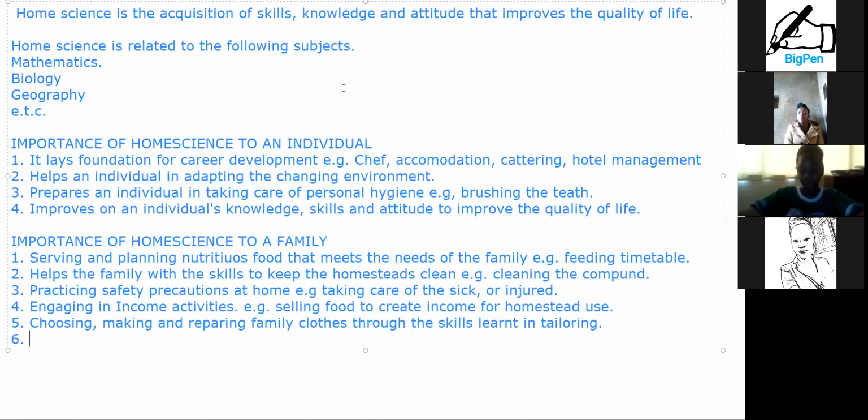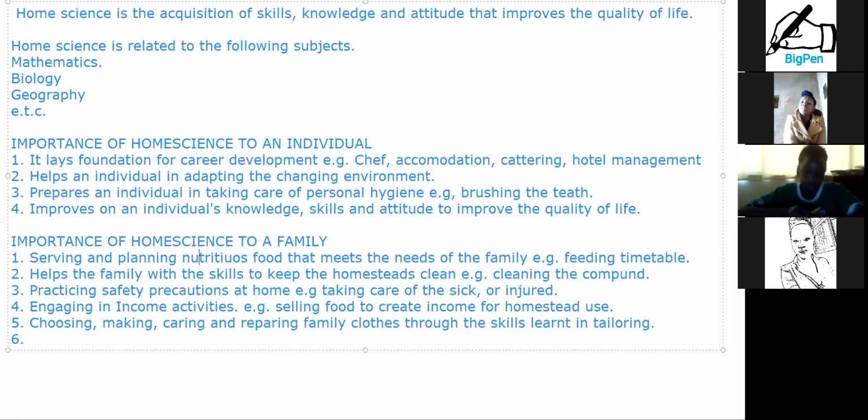Practicing safety precaution at home, very good. Another point. Choosing, making, caring, and repairing family clothes and household articles. Very good. Then another point about planning. Planning and preparing. About planning, preparing, and serving nutritious food that meets the needs of the family.